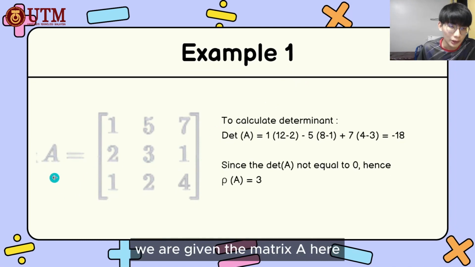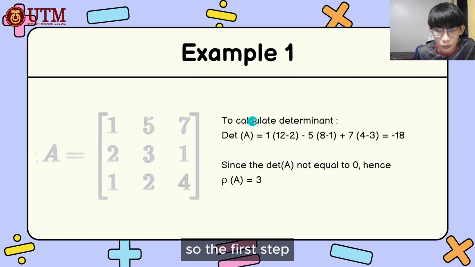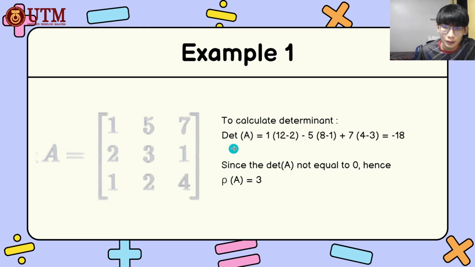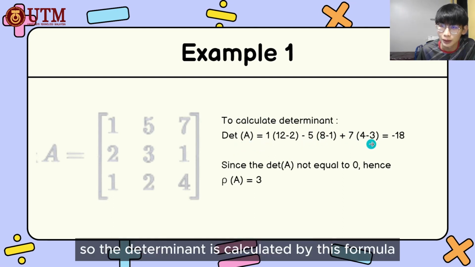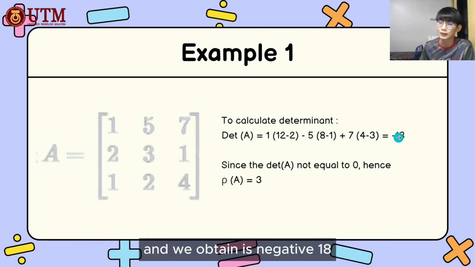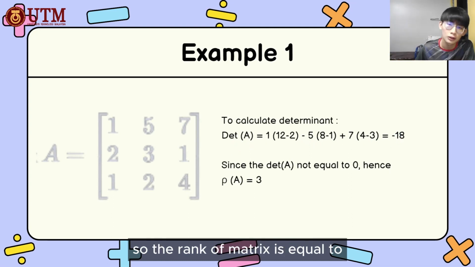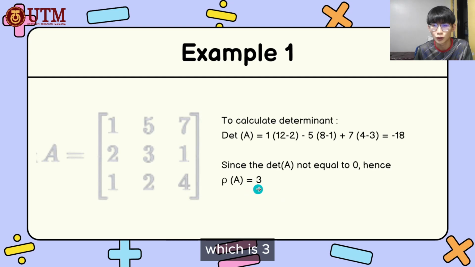For the first example, we are given the matrix M. The first step is to calculate the determinant. The determinant is calculated by this formula, and we obtain negative 18. Negative 18 is not equal to 0, so the rank of the matrix is equal to the order of the matrix, which is 3.